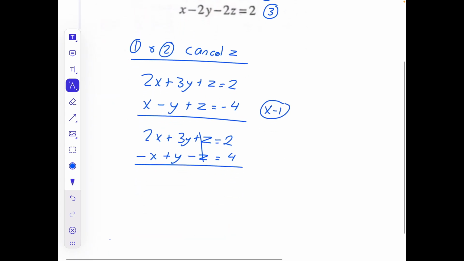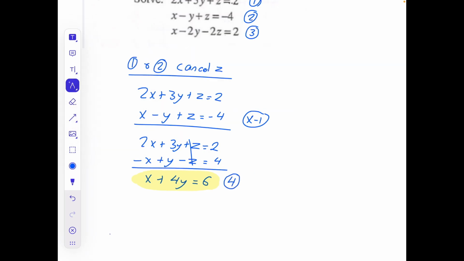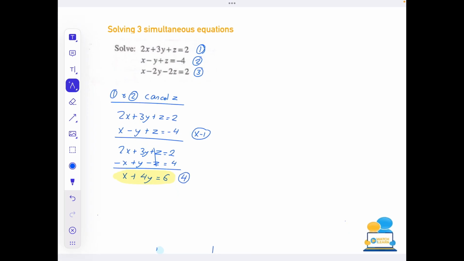They'll cancel. So now we have 2x minus x will give me x, just 1x. 3y plus y will be 4y is equal to 6. Now, I'm going to get out a highlighter and put a big circle around that. That is going to be super important later on, and I'm actually going to label that as equation 4. Okay, that's my step 1 done.